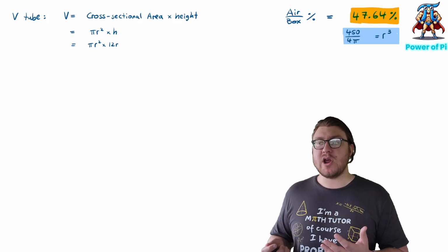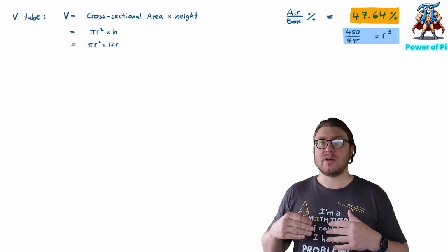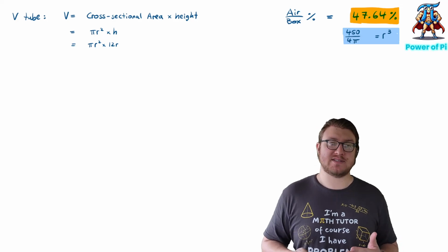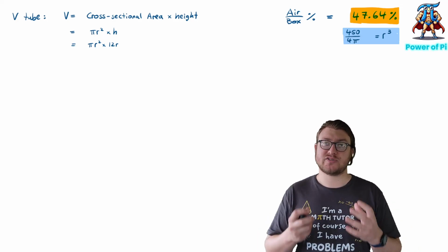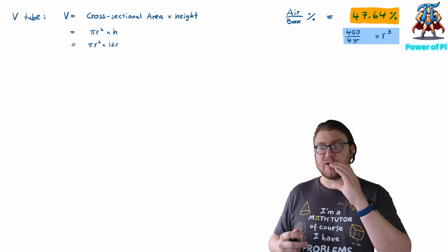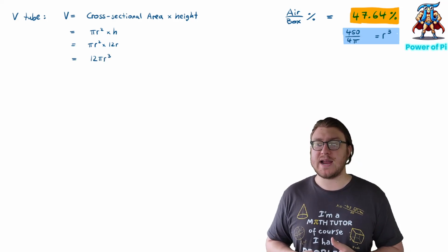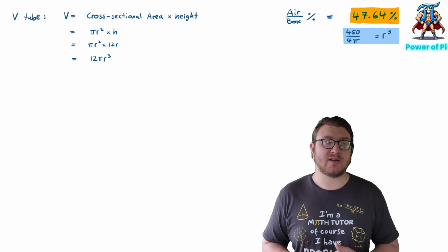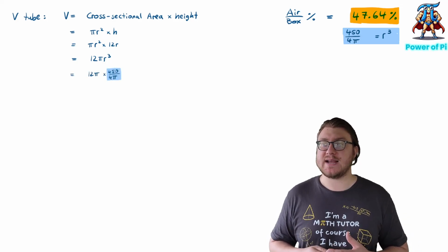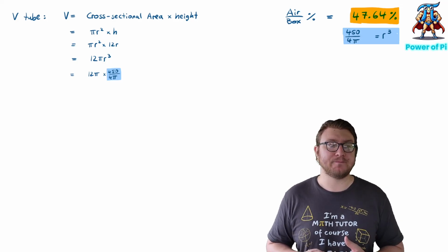Well, again, we know that there are 6 balls on top of each other, so that means our height is going to be 12 times the radius. Each ball, or each sphere, has 2 radii, that's 1 diameter, and if we have 6 of them, we have 12 times the radius. Multiplying together, we get 12 pi r cubed.